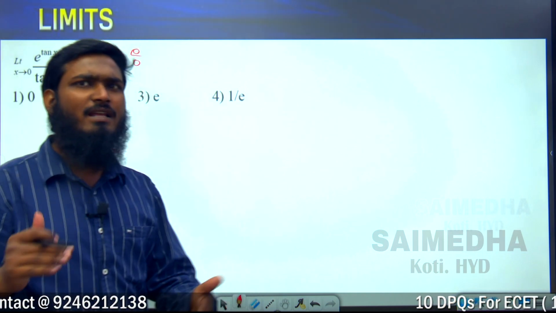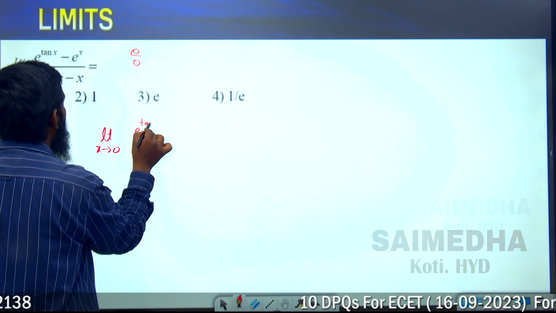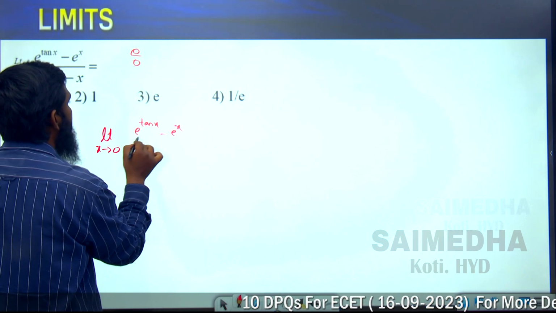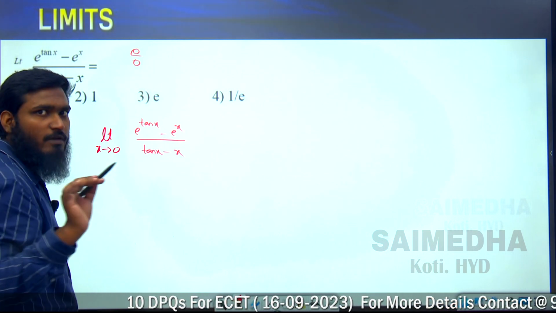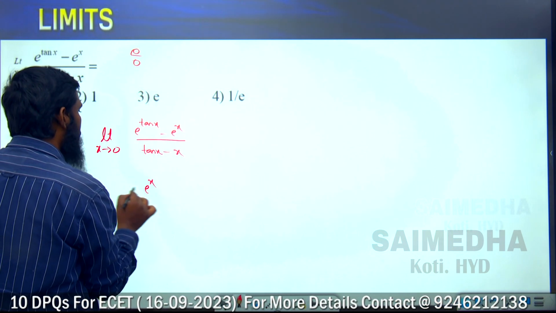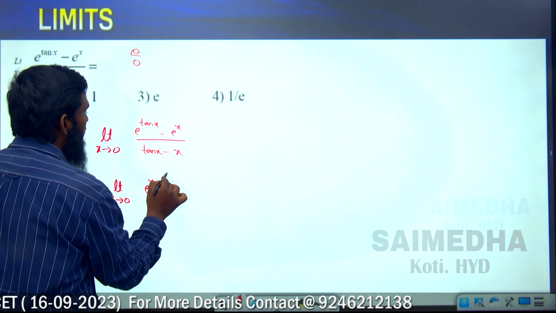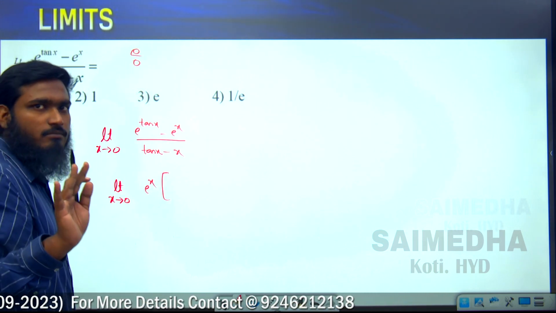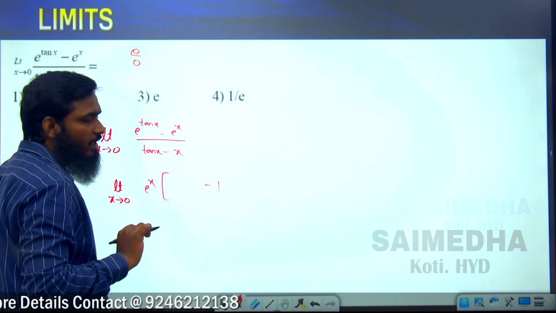But I am going with another method over here. Let us check that part. We have e power tan x minus e power x divided by tan x minus x. Now let us try to take e power x as common, with limit x tends to 0. If you take e power x as common, 1 will be left over here.